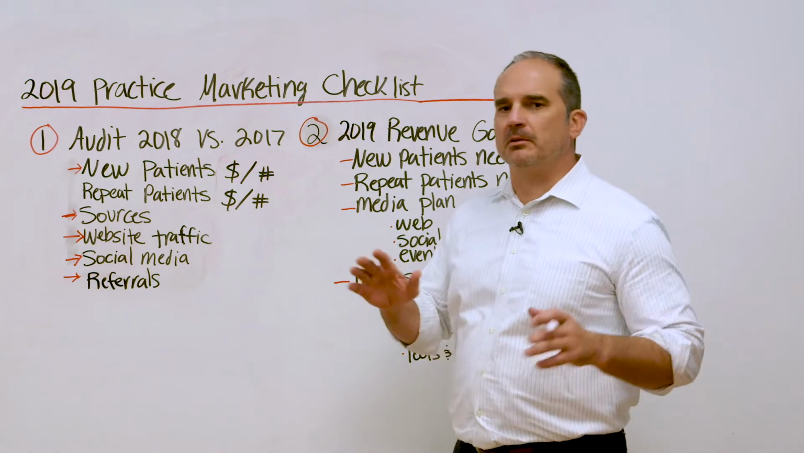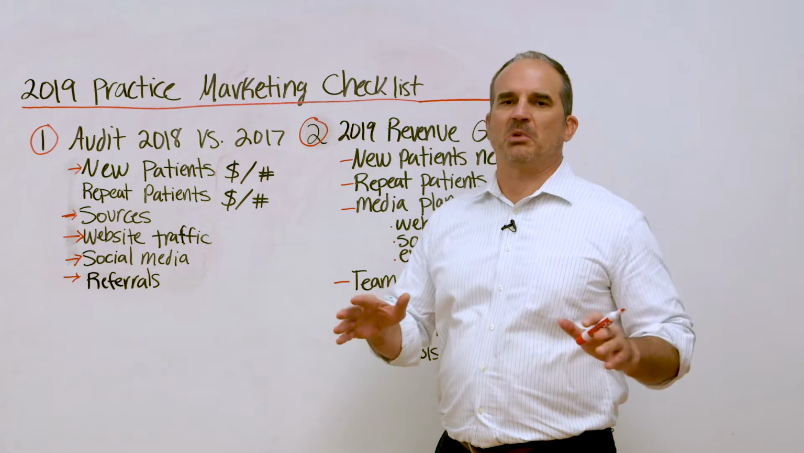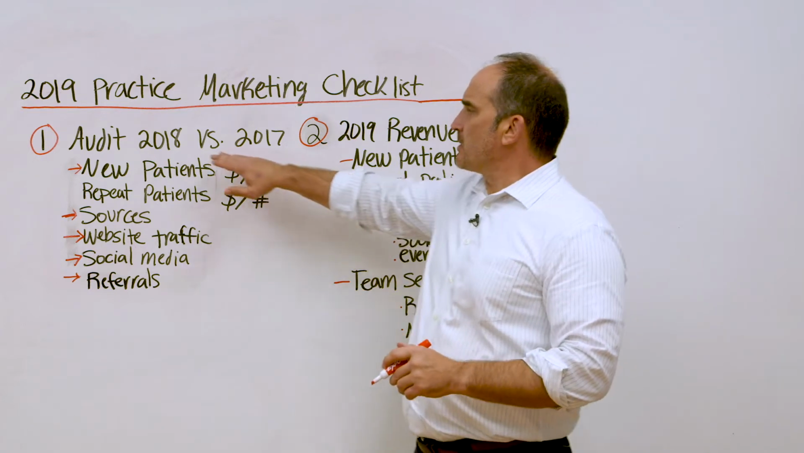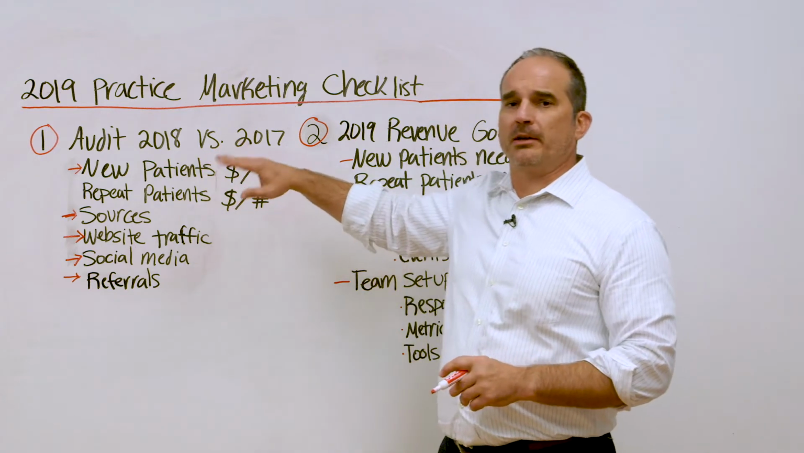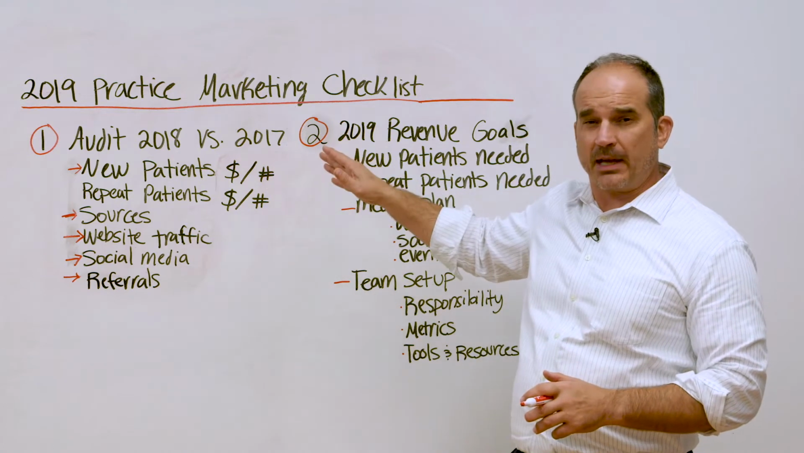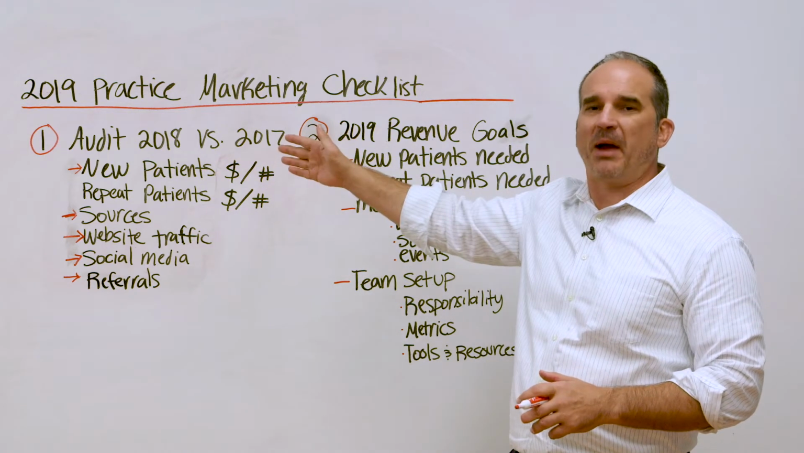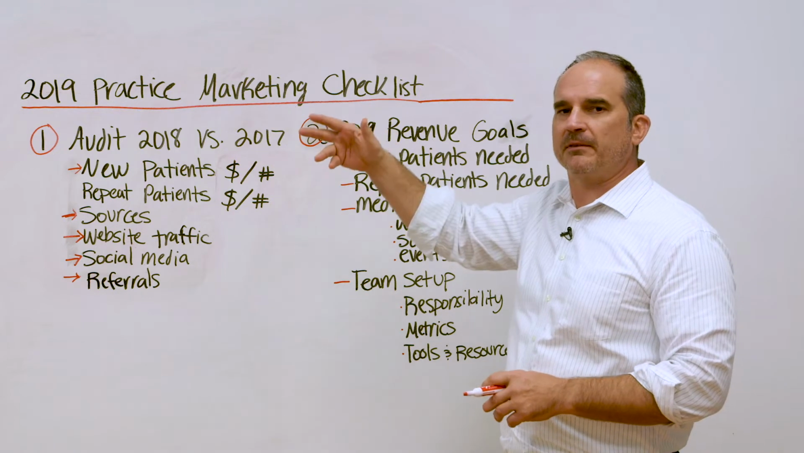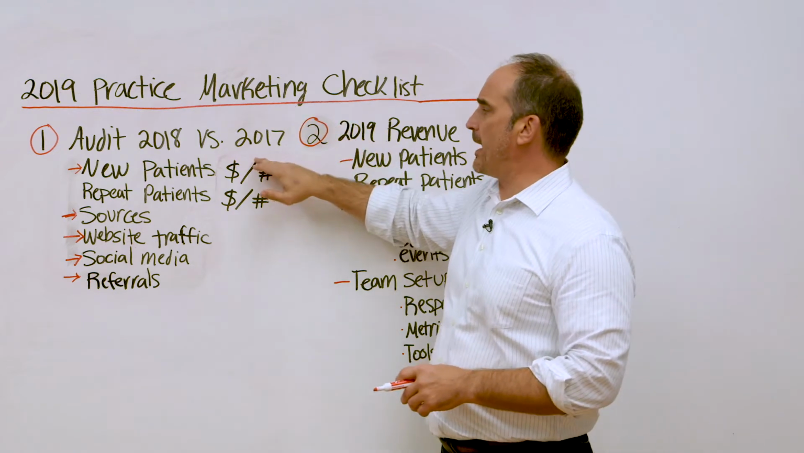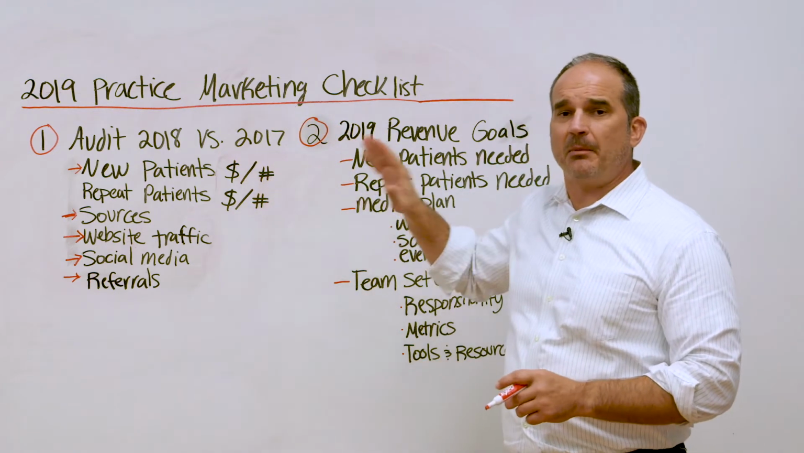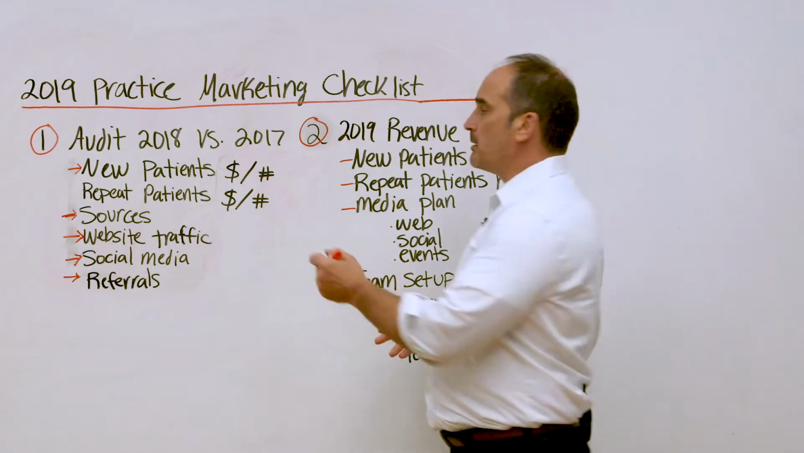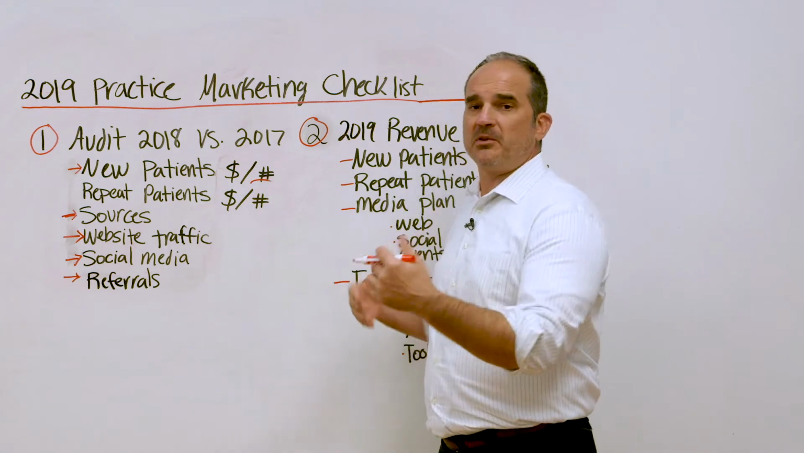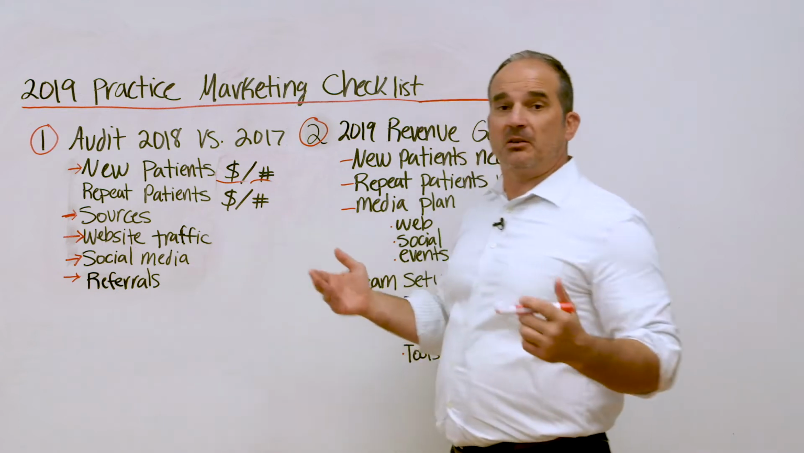Today we're going to go through our 2019 practice marketing checklist. So, first thing we want to do is audit 2018 results versus 2017 results. We don't like to look back too often, but when you're planning for an annual calendar, you definitely want to do that. Let's first understand how many new patients we acquired, both in units, the number of new patients, and how much money we made from them.